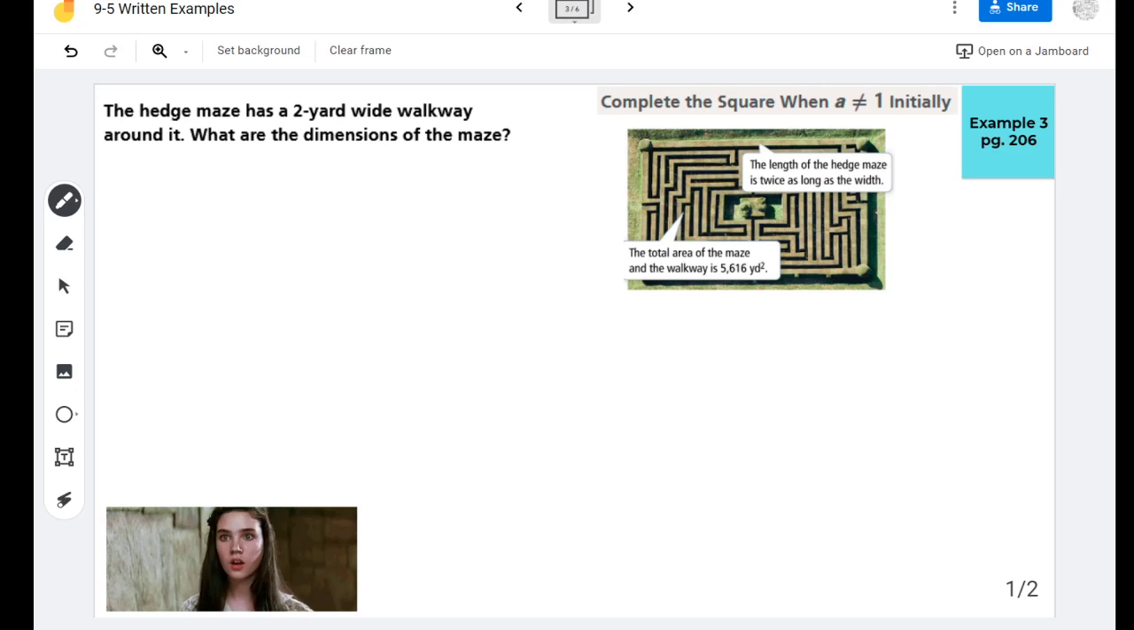In today's video, I'm covering example 3 from section 9-5 in the SavvasRealize Algebra 1 textbook. The goal of today's video is to complete the square when a is not equal to 1 initially.